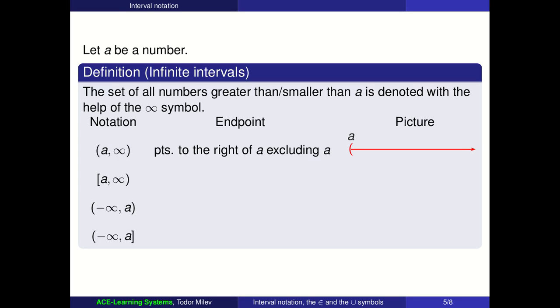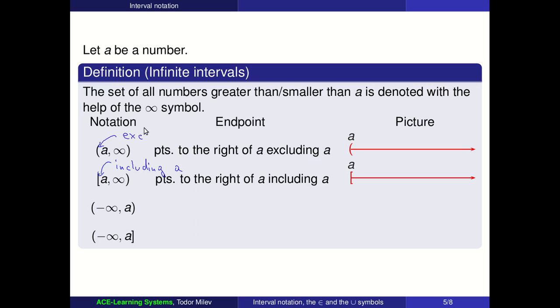Likewise, if we want to denote all numbers greater than or equal to a, so all numbers to the right of the number a, including the number a, we use a square bracket. So this square bracket means including a, and this open parenthesis means excluding a. Okay.